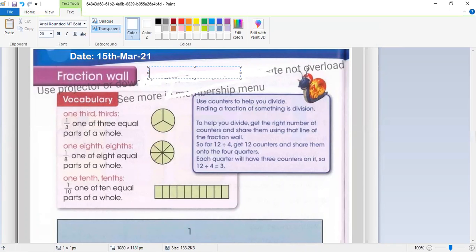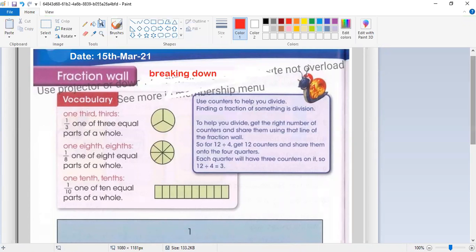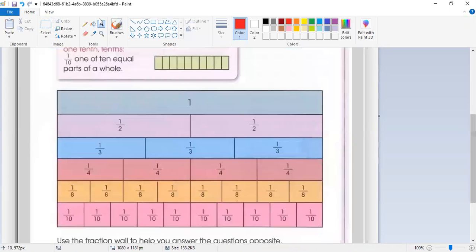Okay, so what is the meaning of fraction? Fraction means breaking down. Now see here, when you look at this wall, you have to understand this wall. When you understand this wall, maybe it will be easy for you to solve the questions given on page number 95. Now look at the first one. This is 1. Of course, it's written already here. This is 1. It means all this is 1.